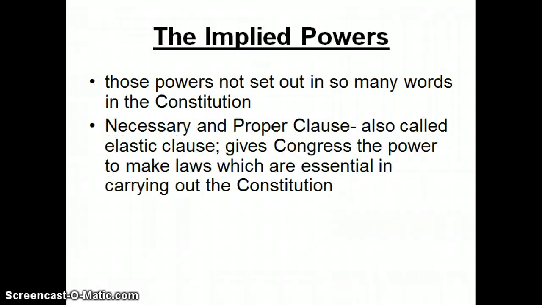The implied powers, these are the powers that aren't written in the Constitution, but they're implied from the Constitution. They come from what's called the necessary and proper clause, which we've nicknamed the elastic clause because the implied powers take an express power and stretch it.